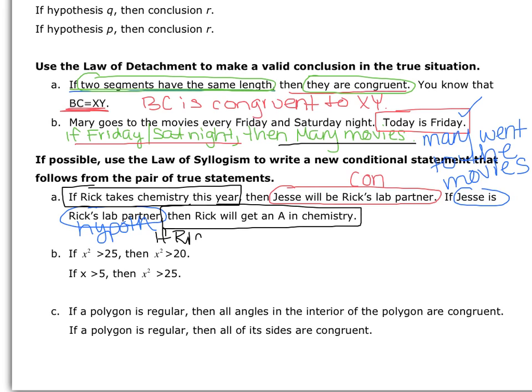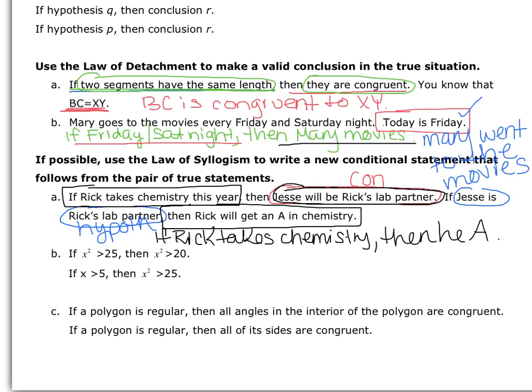So if Rick takes chemistry, then he gets an A. Basically, the part that is repeated, the conclusion repeated as the hypothesis, goes away, and you can almost cross it out. Then you make a new if-then with what is left. You just have to make sure that the same parts repeat.